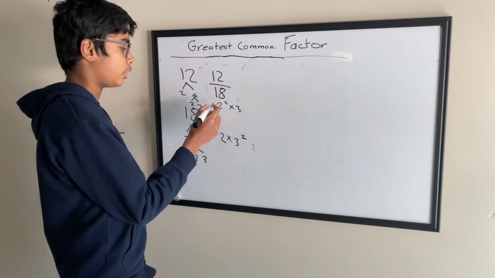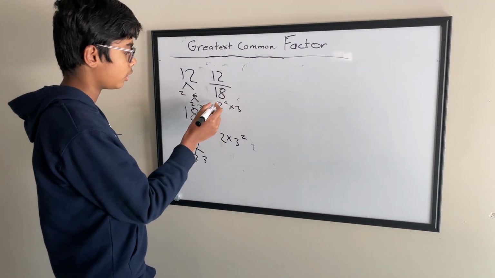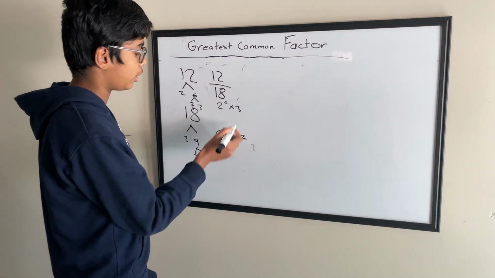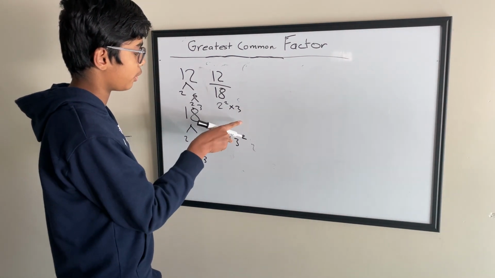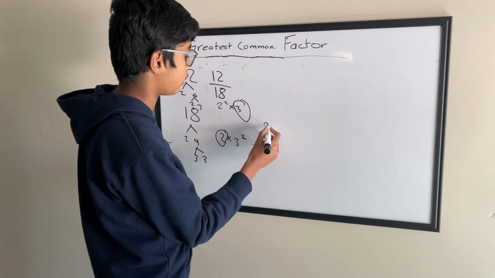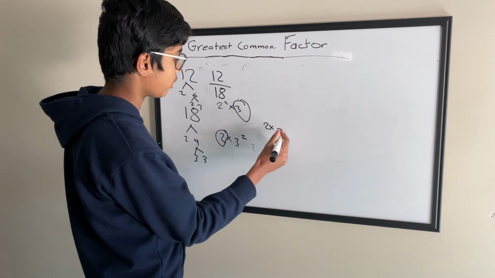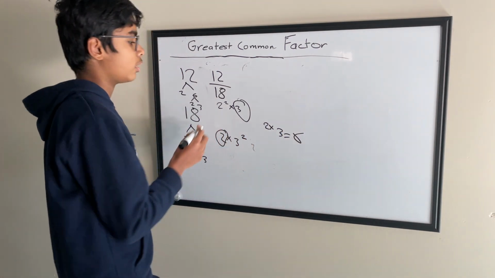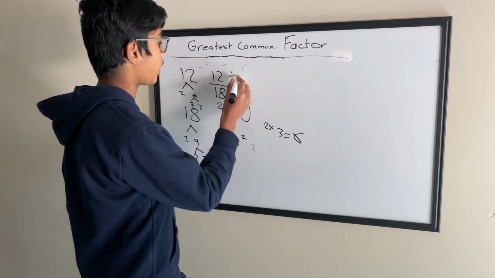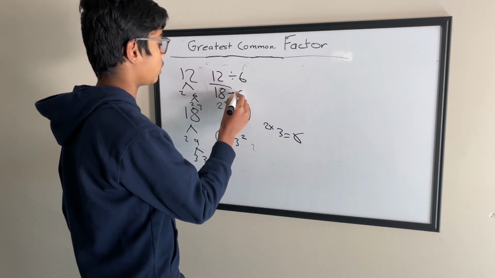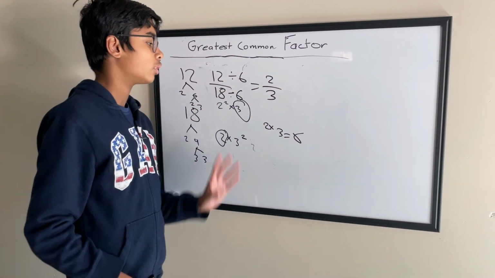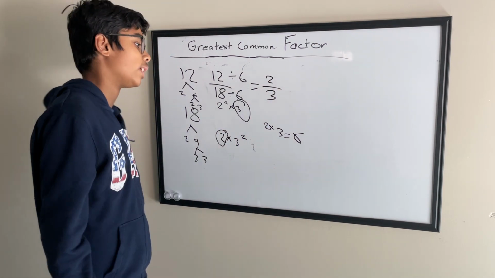So 2 has a common base. And this is the one with the least exponent, and they both have 3. So this is the least exponent. So what we do is we would look at 2 times 3, which is 6. That's the greatest common factor. So what do we do with the greatest common factor? We can divide both sides by it. This equals 2 over 3. So this is the simplified form of 12 over 18.